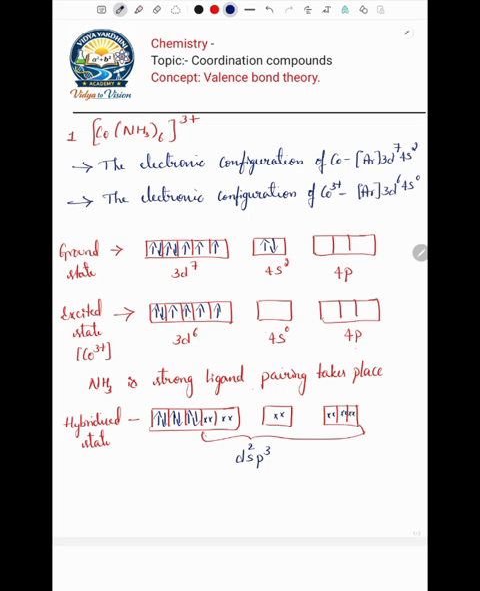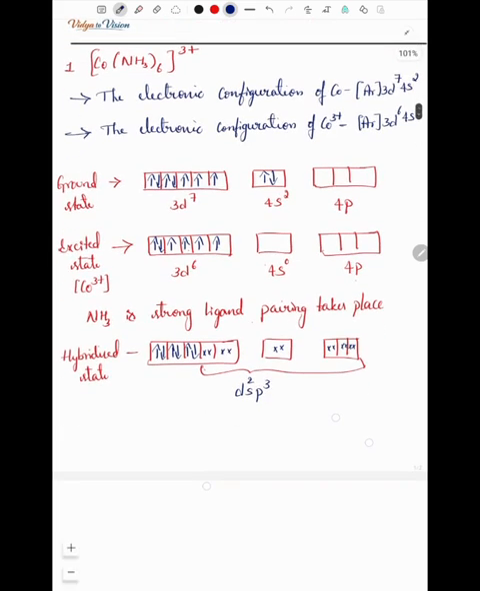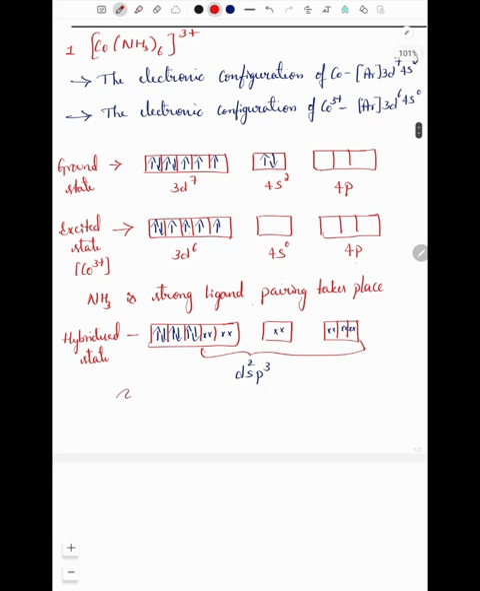Now let us understand a few things related to the complex. First, what is the geometry of the complex? As there are 6 ligands, the geometry of the complex is octahedral. And we already got to know that the hybridization is d2sp3.